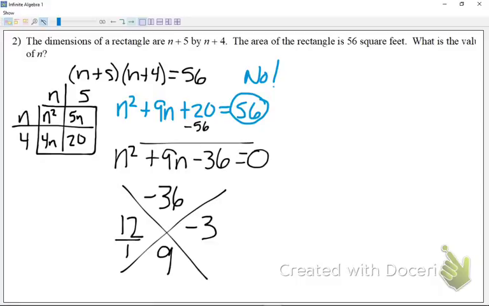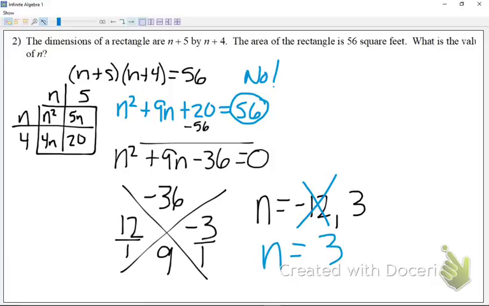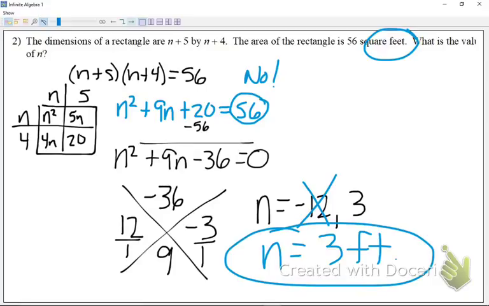Divide by a, which is 1. And take the opposite. You should have n equals negative 12 or positive 3. Get rid of our negative answers, and n equals 3. And we are looking at feet, so I'm going to say feet with that. N equals 3 feet.